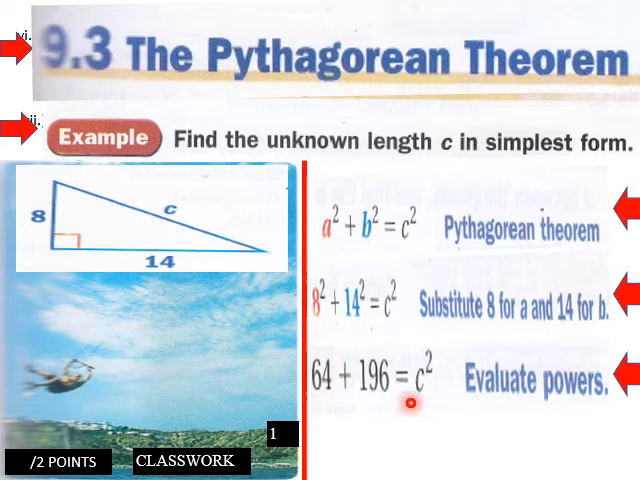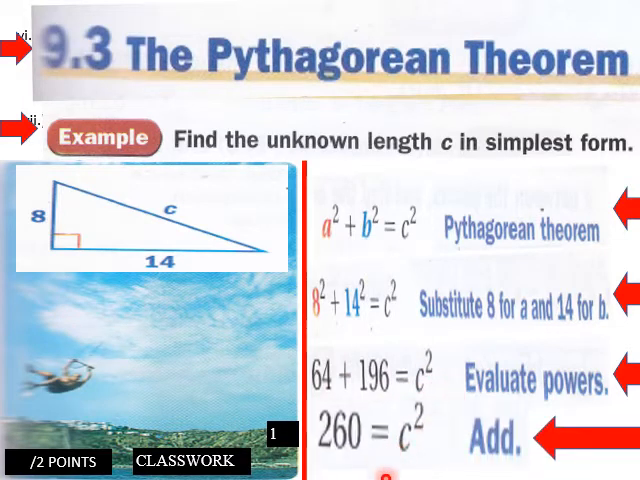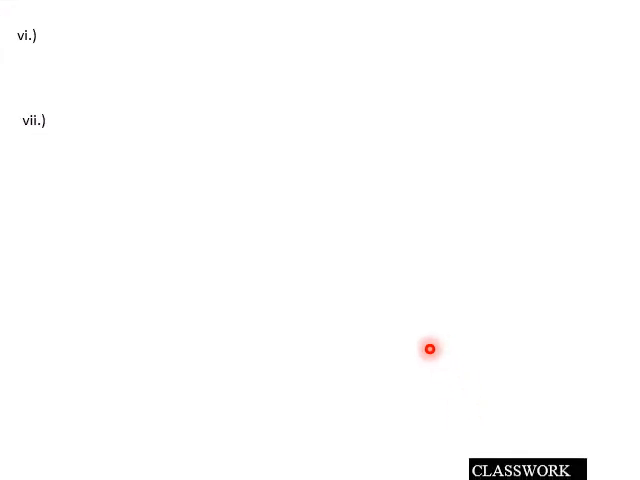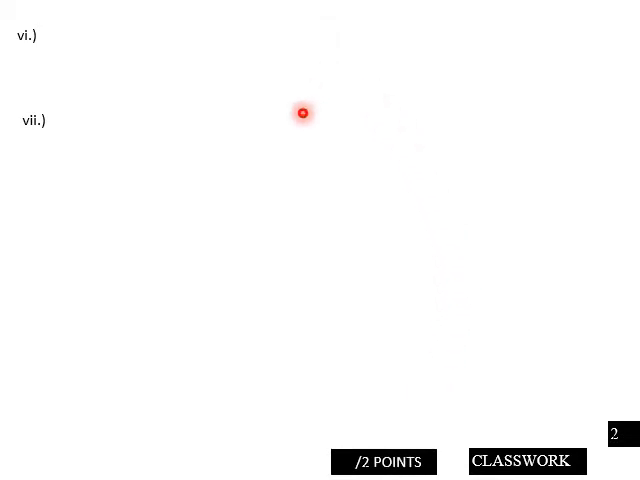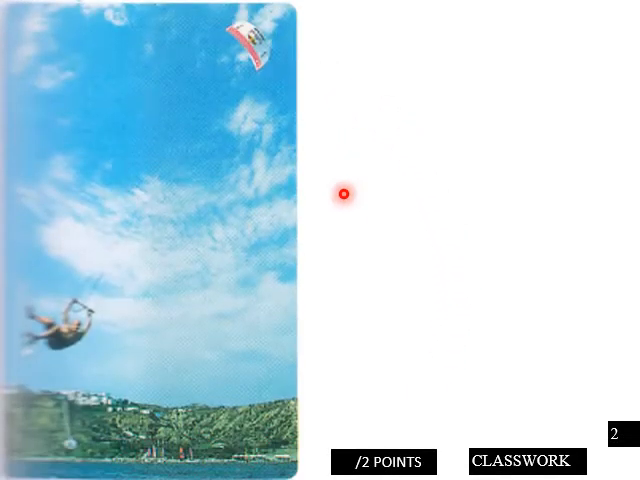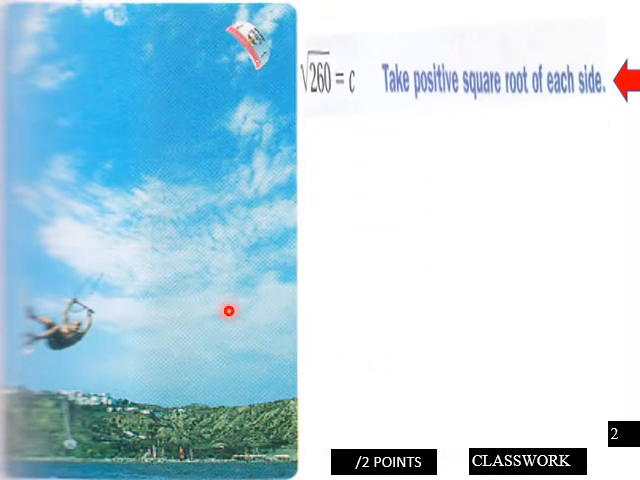64 plus 196 will equal c squared. We add these two together, and c squared equals 260. So what do we do next? Find c. To find c, we take the square root of both sides. What's the square root of 260? It would be 2 times the square root of 65, since it's 4 times 65 under the root. And so the answer for the length C of the hypotenuse of the triangle will be 2 times the square root of 65.